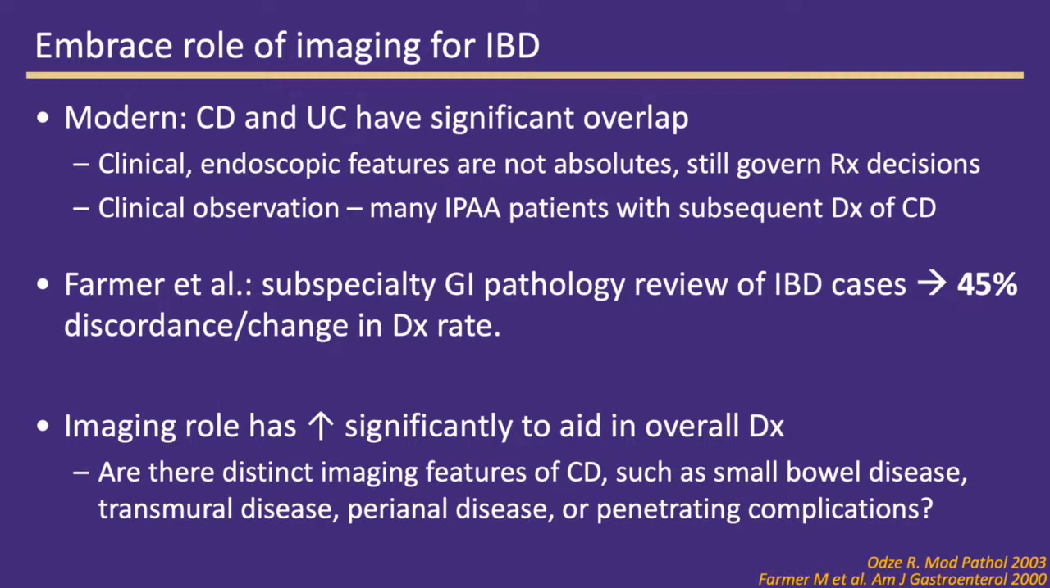So we have to consider that imaging has a potential role to really help clarify in these situations or help definitively diagnose a patient as Crohn's or ulcerative colitis. And so what we're really looking for is whether there are distinct imaging features that help decide that it's one versus the other.